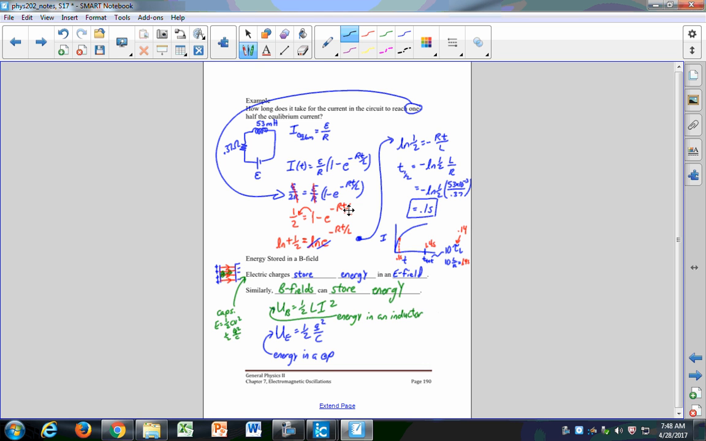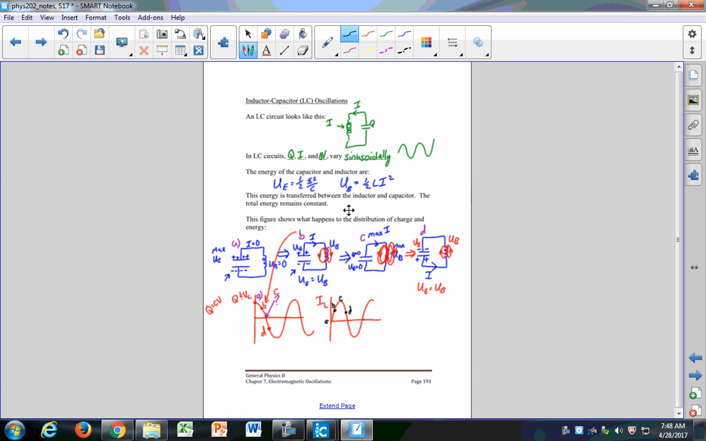You'll have 1 or 2 of these circuits similar to ones that we did in class and similar to the ones that are in the homework. We have to calculate the current or the charge at a particular time in these circuits. All right, there's our LC circuits.